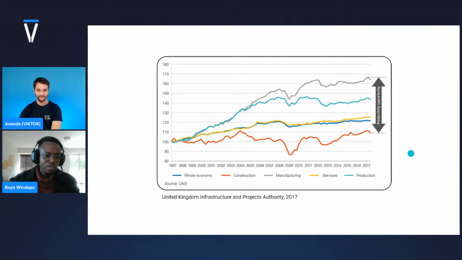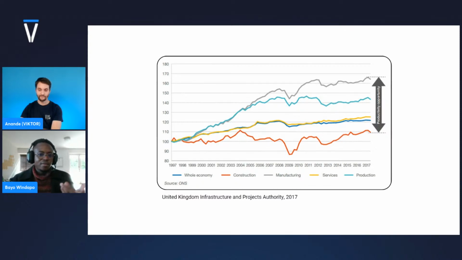According to research I found, done by the United Kingdom Infrastructure and Projects Authority, the overall AEC industry has only grown in productivity by just 10% over the past 2 decades. It lags behind the manufacturing and agricultural sectors, which have seen 70% and 40% growth, respectively.